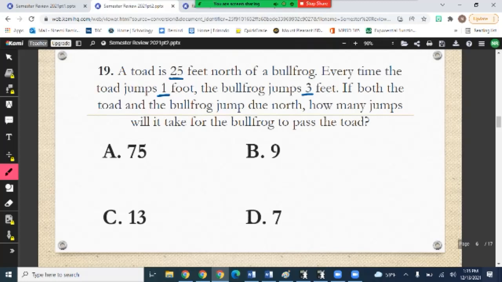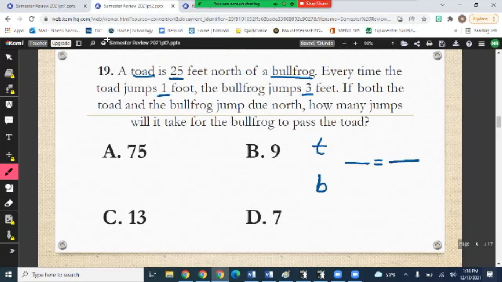What are my two variables? Toad and bullfrog. Proportion, set a fraction equal to each other. We only did this through bell ringers. We only did this for one day. It was a one-day lesson.